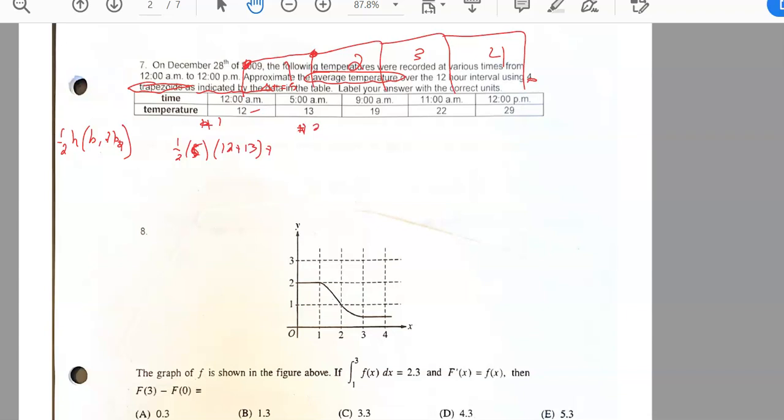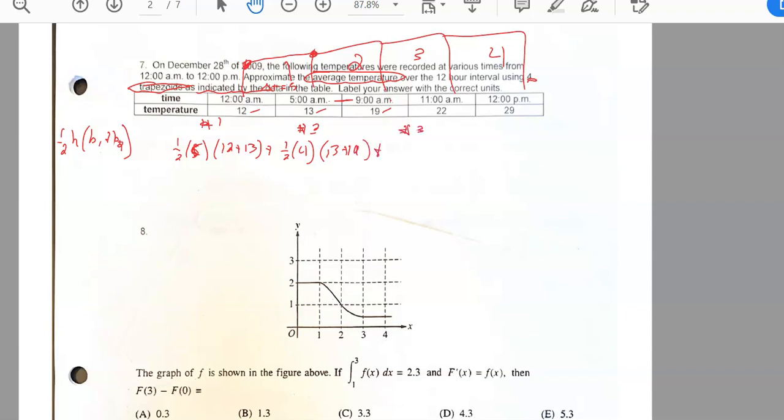Plus our second one, we would want 1/2. Our change in time for trapezoid number 2 would be 5 a.m. to 9 a.m. So right in here, that's 4 hours. Our bases would be 13 and 19.